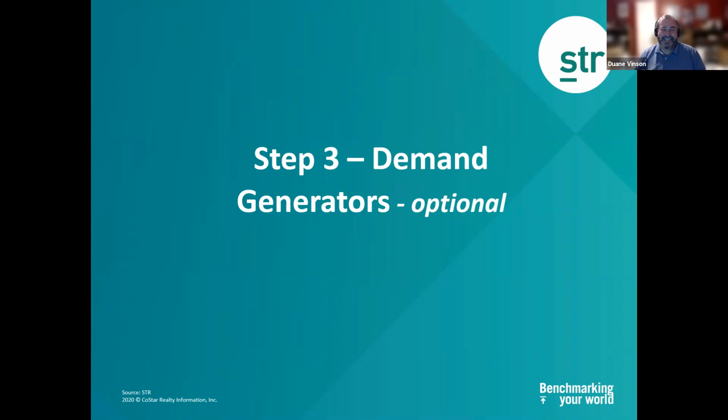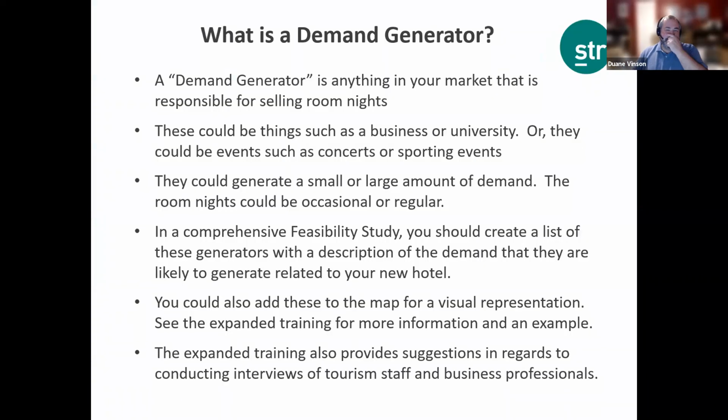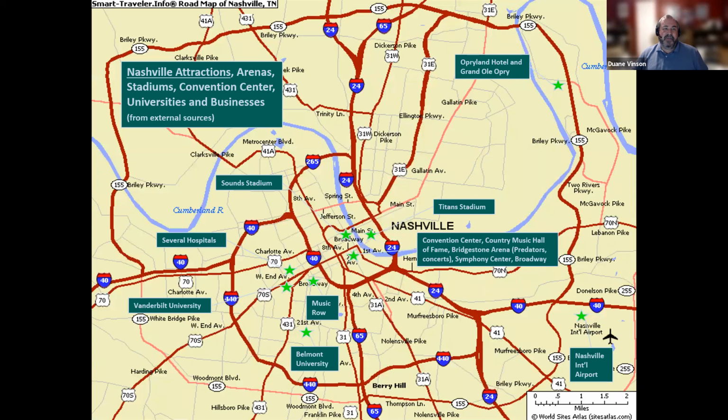Okay. All right, let's talk about now step 3, demand generators. As we know, a demand generator is really anything within the market that's going to help us sell rooms in our hotel, right? As we mentioned a few of those earlier, this is where we want to put together a list of those different demand generators. We could put those on the map, as I mentioned earlier. We certainly want to talk about those during our presentation to our investors.